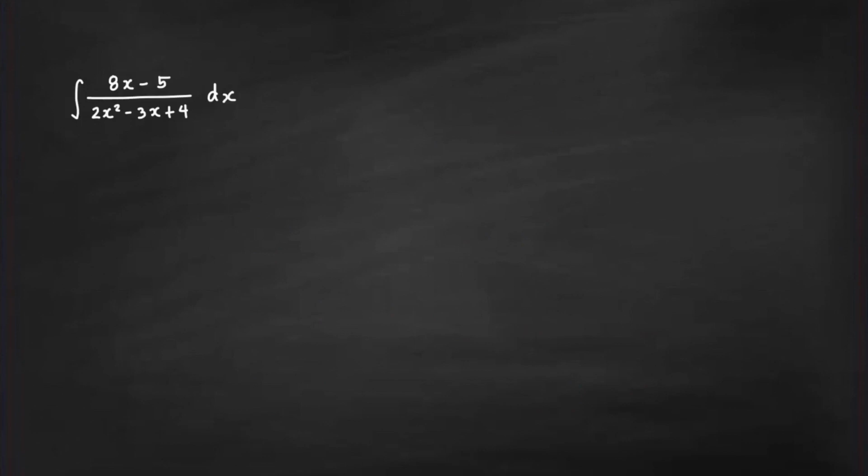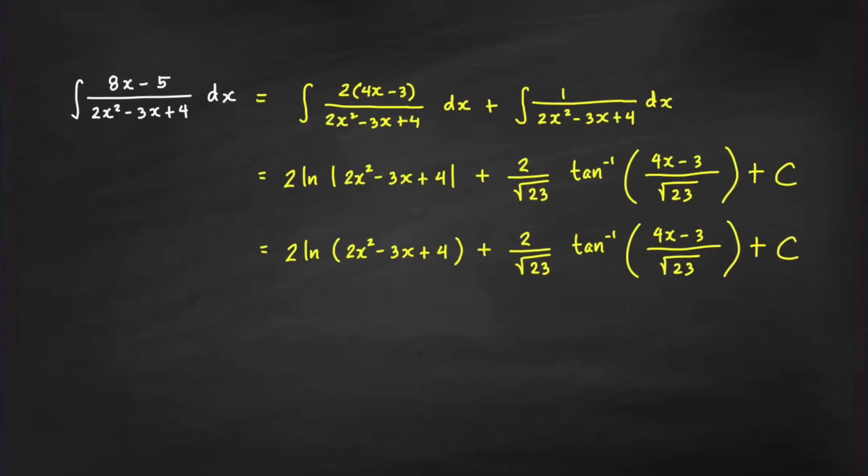So pause this video if you want to try this out first. So let's evaluate the integral of 8x minus 5 all over 2x squared minus 3x plus 4 dx. So again here, the technique is to write it as two integrals. So here we have 2x squared minus 3x plus 4. Its derivative is what? 4x minus 3. And of course, since we need the 8x here, we need to multiply this by 2 to produce the 8x.